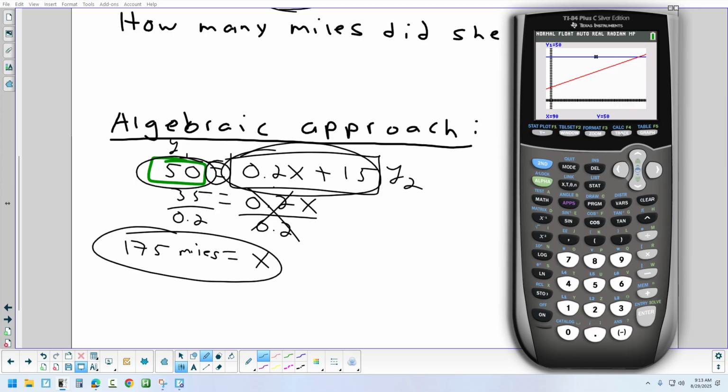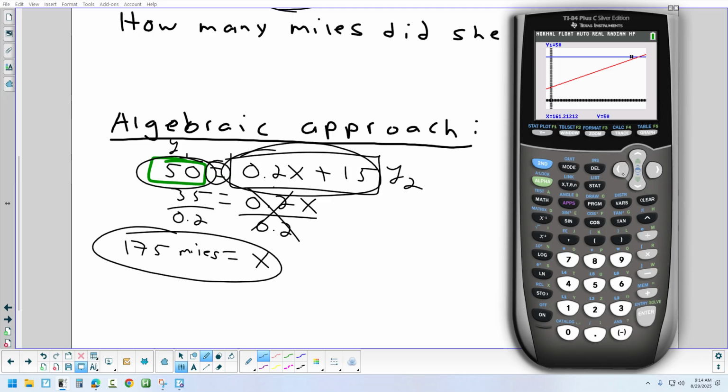Well, you can press trace, and you could kind of move your cursor until you think you're close, and then read what it says, down here. That looks pretty close. Or there's a way we can calculate it exactly. Instead of using trace, which is not accurate, because we know the answer is 175, but pressing trace, I can't even get to that. It kind of jumps over it. Just the way the calculator works.